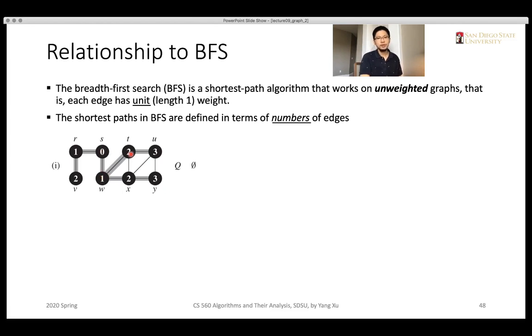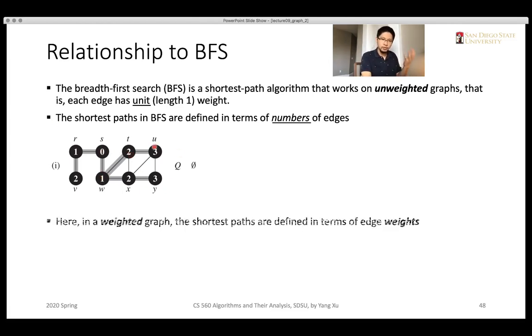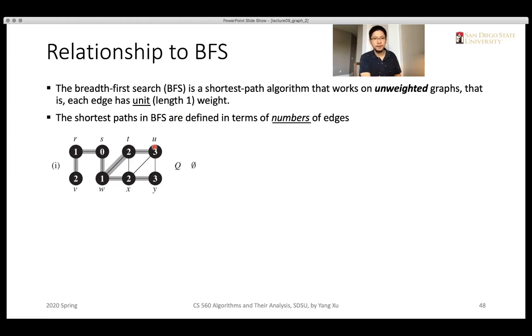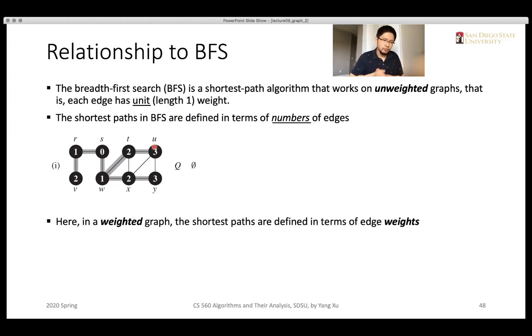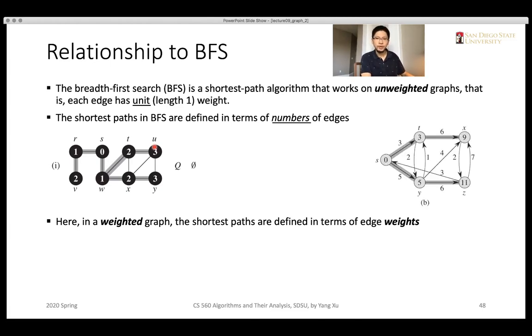So in the example we use here, the input is an unweighted graph. But the graphs that we talk about in this lecture today are weighted graphs. So the shortest paths, the distances, are not defined by the number of edges, but by the weights of the edges. That is a major difference from the so-called shortest path in BFS. In this lecture, all the graphs look this way, with weights associated to each edge.